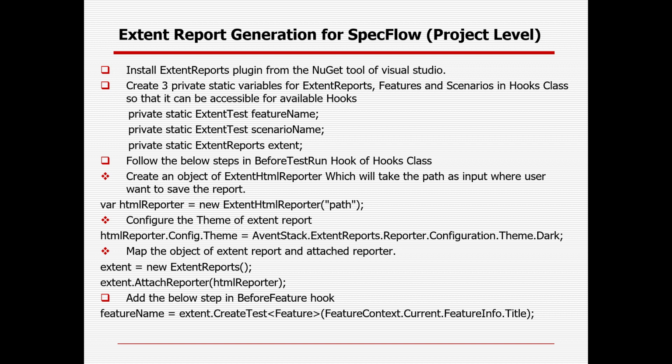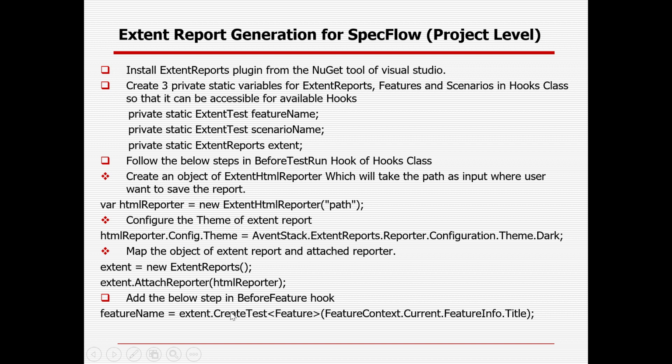Then we need to create 3 global private static variables for the extent test feature name, extent test scenario name, and extent report. Then I need to go to the before test run hook, where I need to create an object for the HTML extent reporter. I need to configure the theme of the extent report. I need to map the object of the extent report. I need to attach the reporter. That's part of the second step.